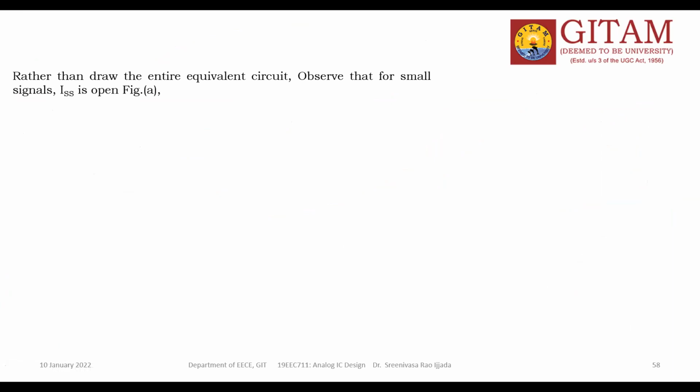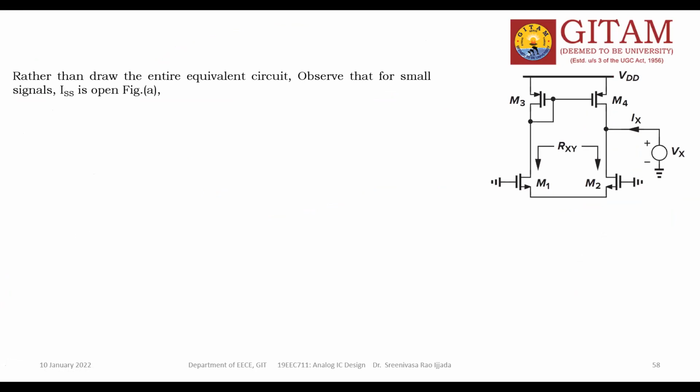So rather than draw the entire equivalent circuit, observe that for small signal, ISS is open. So now I'm going to get the R out of the OTA. To find the R out, apply Vx voltage and assume the current due to Vx is Ix. And I already told you, whenever you are going to find the output impedance, all ideal sources should be replaced with their internal impedance. So here ISS is there. It is open circuited. Understand? Yes, sir. ISS is opened. And to find the R out value, Vx voltage is applied and we find the Ix.